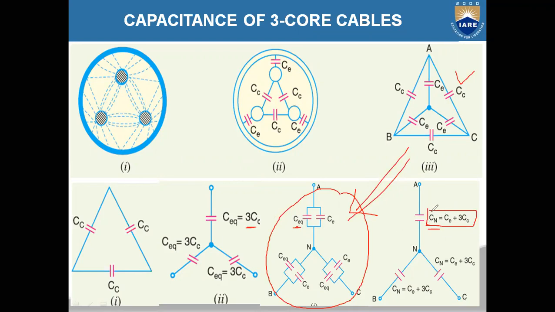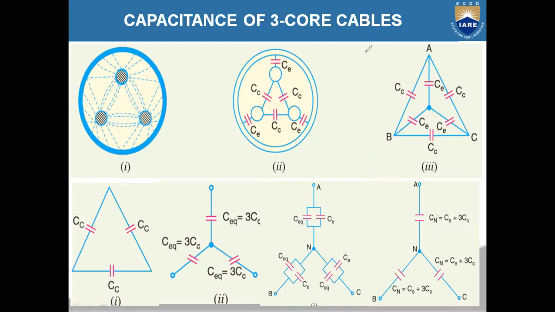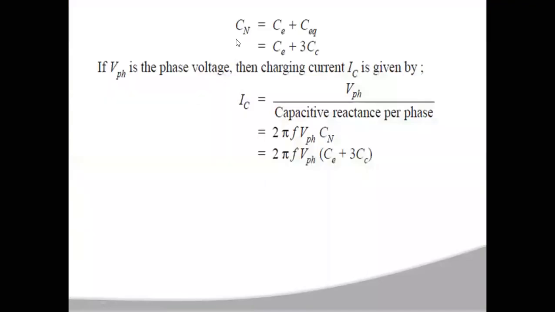Here Cn is the capacitance between one conductor and earth or neutral. That is why Cn is called the phase capacitance, the per phase value. Cn is the per phase capacitance of a 3-core belted cable. This is how you can calculate the capacitances. So Cn is Ce plus C equivalent, which is equal to Ce plus 3 Cc. This is the per phase capacitance for a 3-core belted cable.